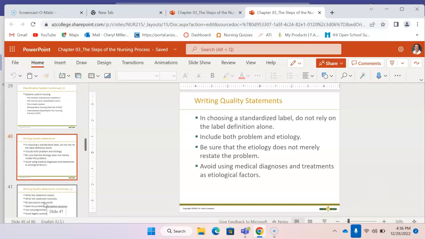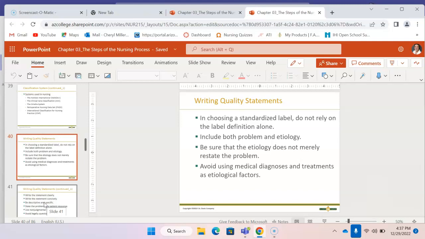And then writing quality statements. So this will be your nemesis for the next 5 quarters, 5 semesters, getting this right. It's not just putting stuff down on paper, but it has to be written correctly. So when you choose a label, don't look at the label alone, but it's got to fix the problem and the reason why, okay?